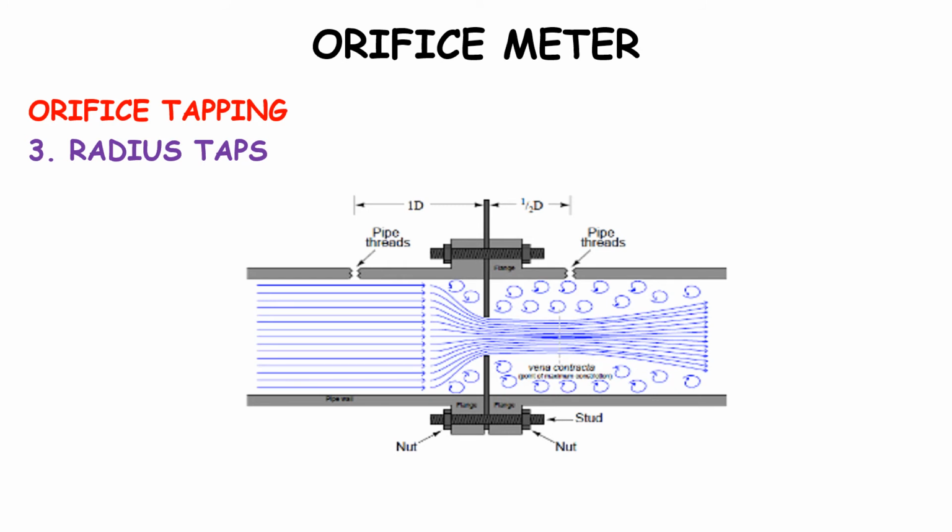These are called radius taps, where you have D1 as D and D2 as 1/2 D. They are similar to vena contracta taps except that the downstream tap is located at 1/2 pipe diameter. They are generally considered superior to the vena contracta tap because they simplify the pressure tap locations, and the dimensions do not vary with changes in orifice beta ratio. Beta ratio, we'll discuss it later.